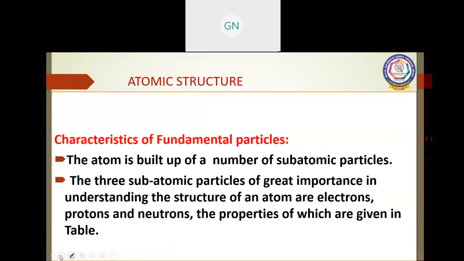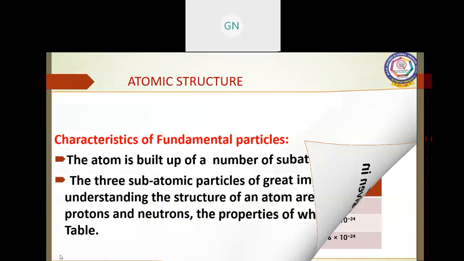Characteristics of fundamental particles. Let me see about atomic structure. What are the fundamental particles present in atoms? The atom is built of a number of subatomic particles. There are three subatomic particles of great importance in the structure of an atom: electron, proton and neutron. The properties of which are given in the table.